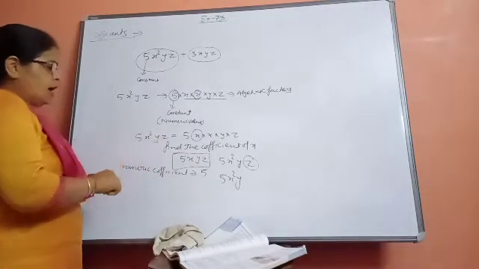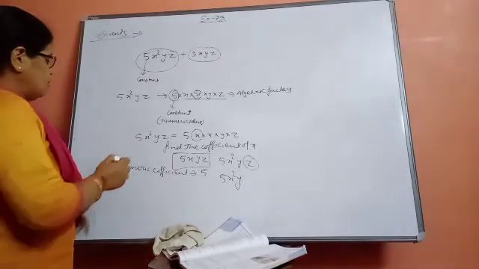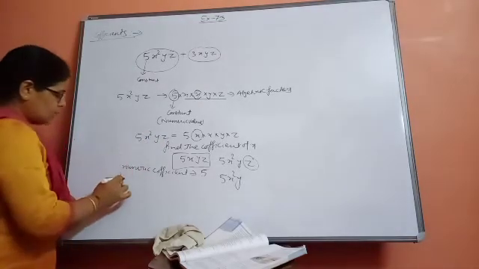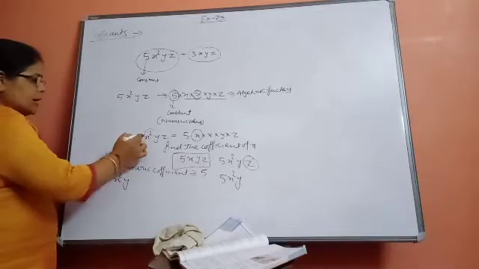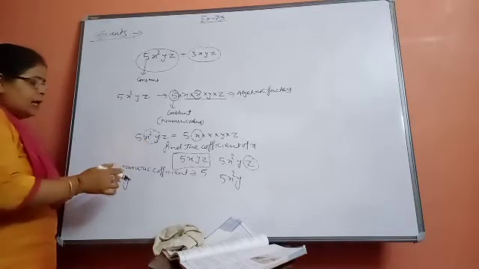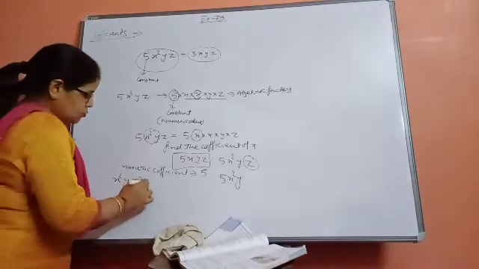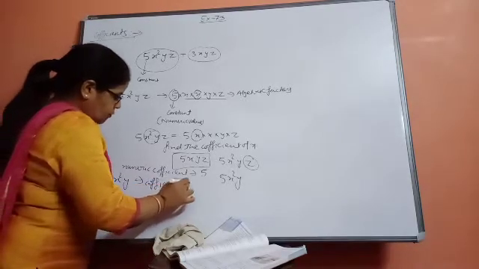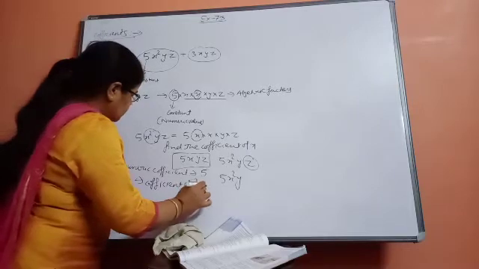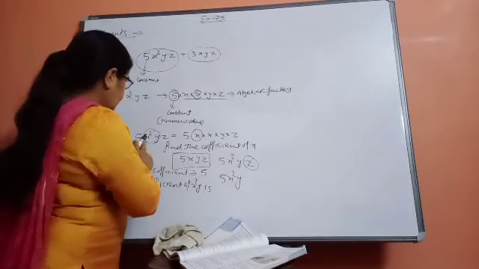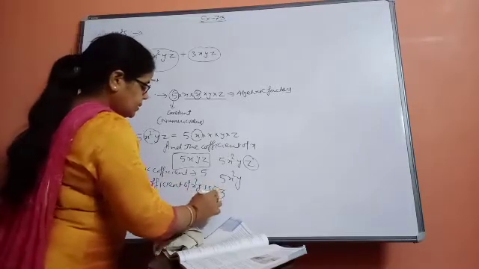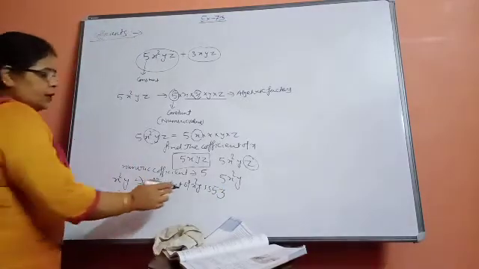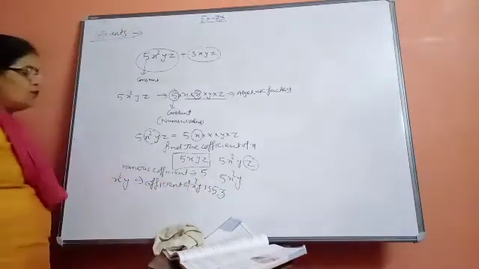If I tell you to find the coefficient of x square y, okay, you just circle x square y and whatever is remaining will be your coefficient. So the coefficient of x square y will be what? 5z. 5z. Okay. So in this way we are finding the coefficient.